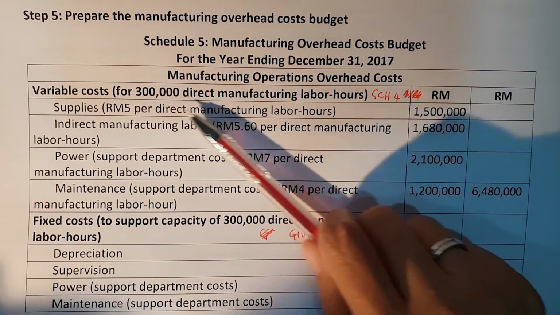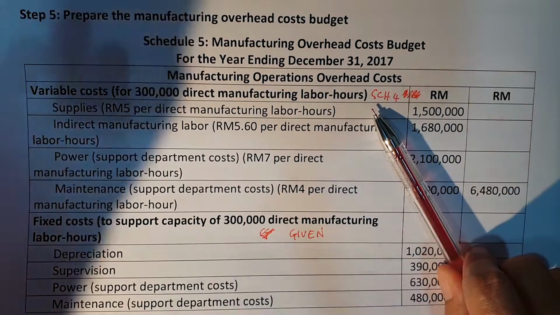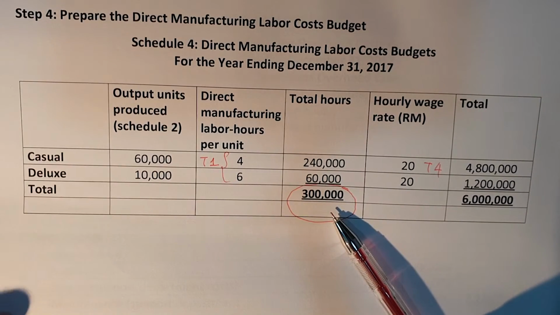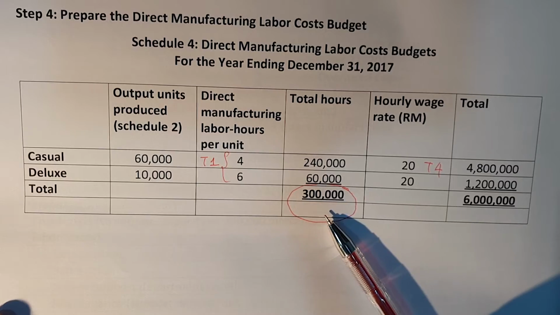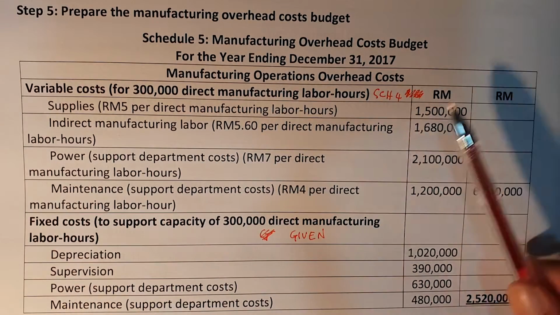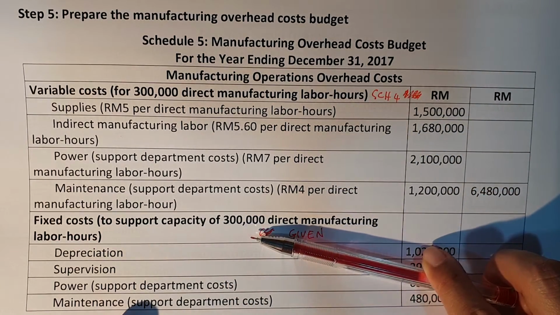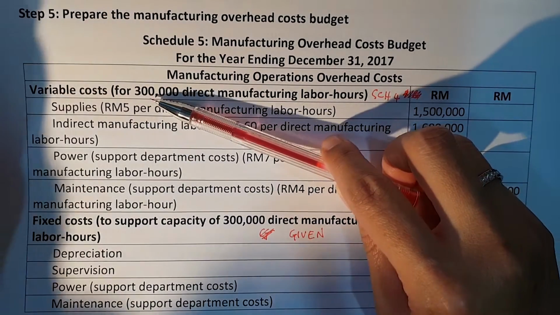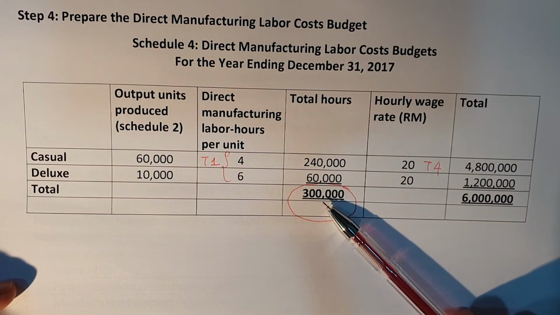In regard to variable costs, we can see this information from schedule 4. In schedule 4, we already calculated that total hours is 300,000, and this must be similar, it should be logical, because if the fixed cost covers the capacity of 300,000, we can calculate the variable cost for the same value, because this is the figure that we receive from the calculation in schedule 4.